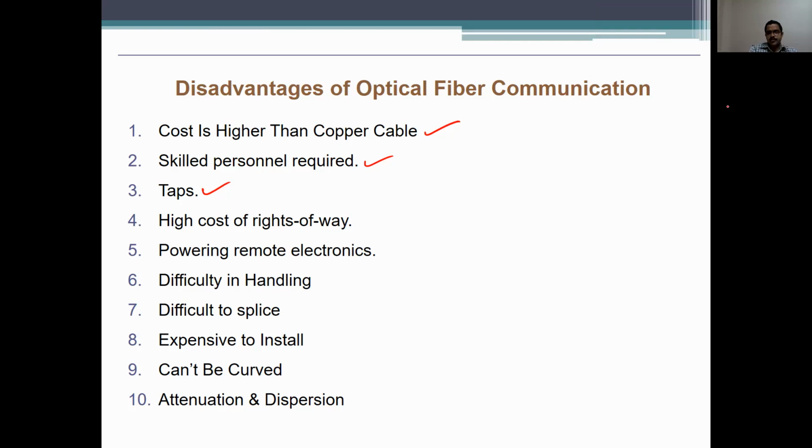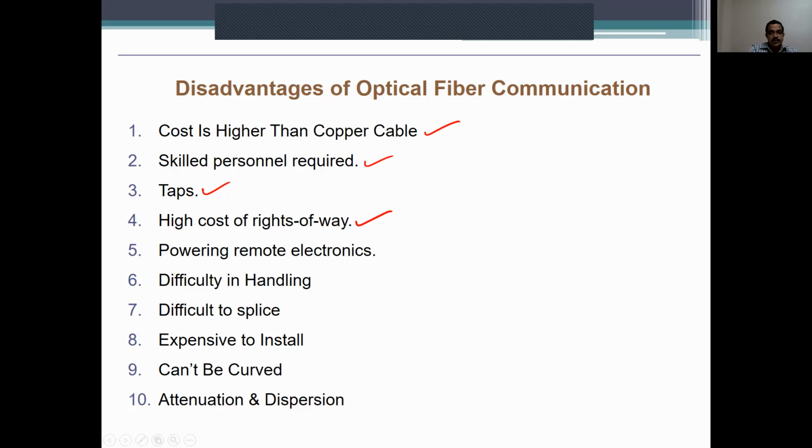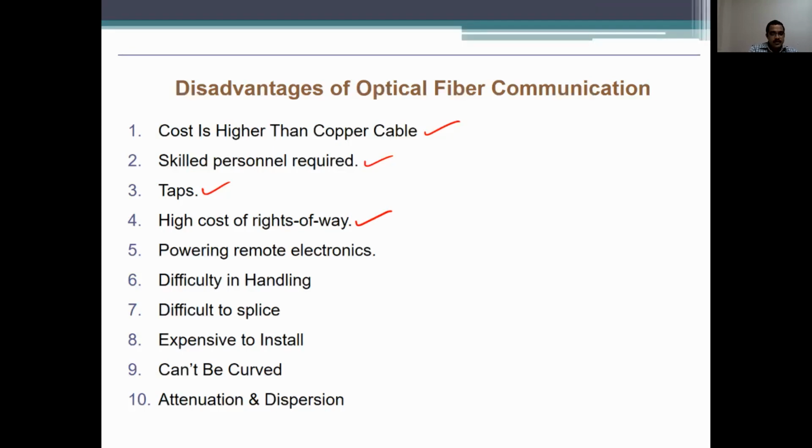And high cost of rights of way. What do you mean by rights of way? These optical fiber cables are also installed along the roadside or through telephone posts and all. So this requires very expensive methods or a lot of money to either purchase the land or to take the telephone post on rent. All these are expenses involved in the installation of optical fiber cable. When you install over the road, you need to dig the road and retar the road. Suppose you're installing over an electric post, you need to pay rent for that electric post. So all those expenses are involved in the optical fiber communication system.